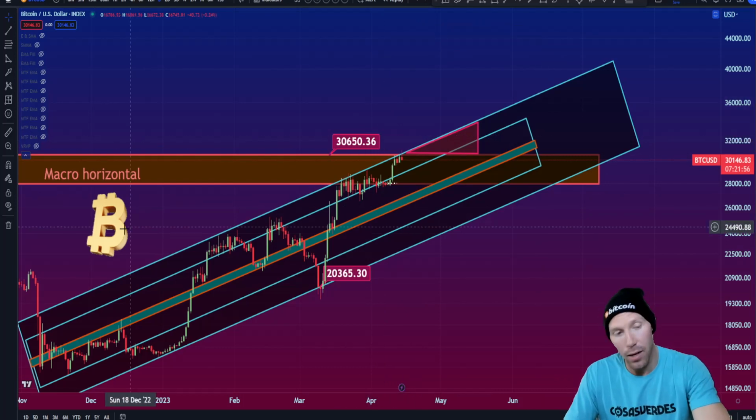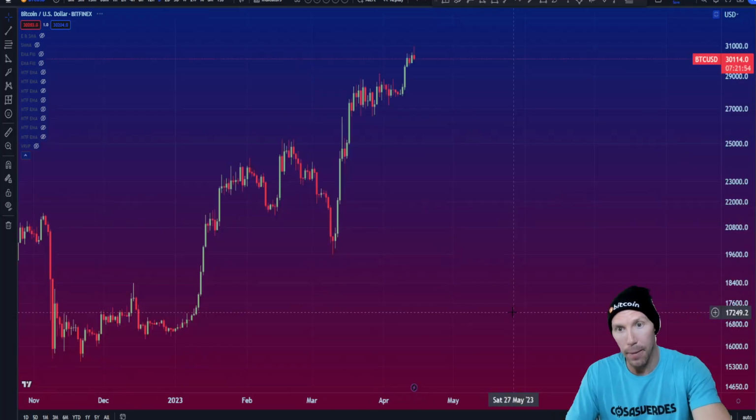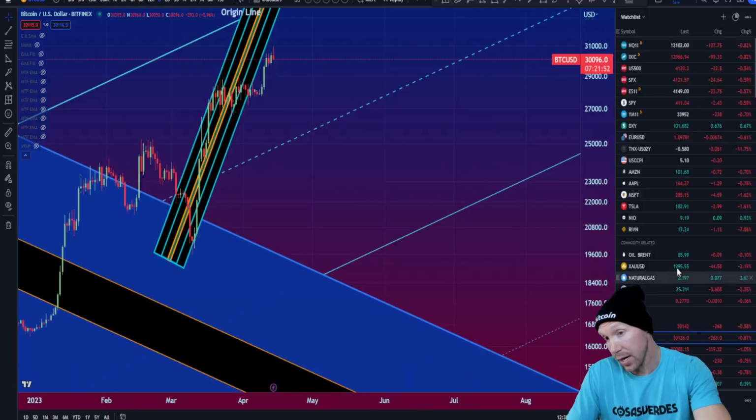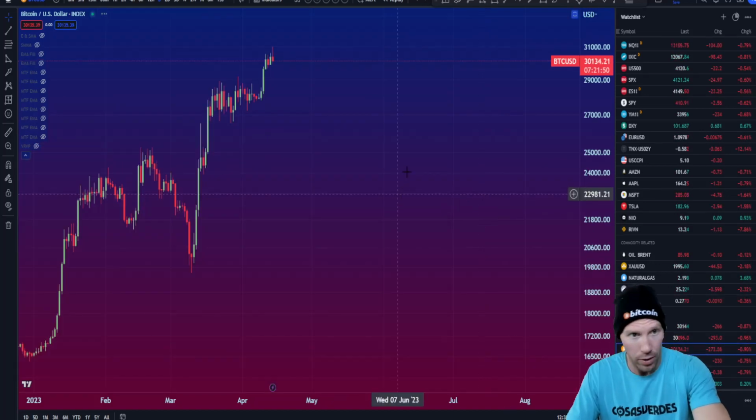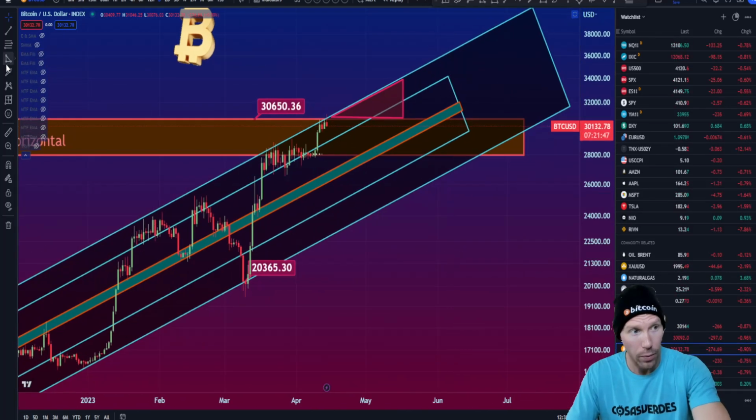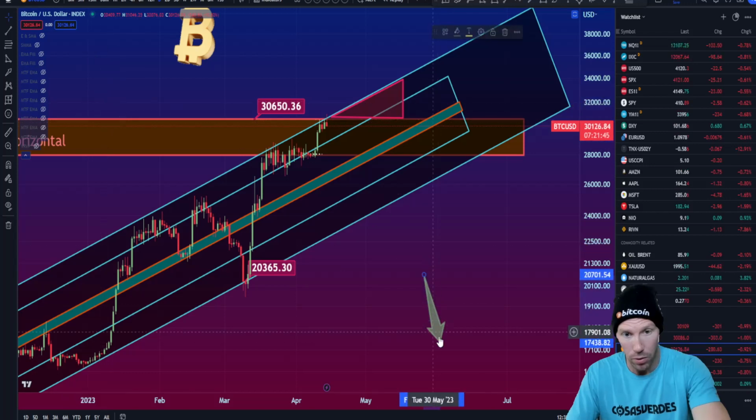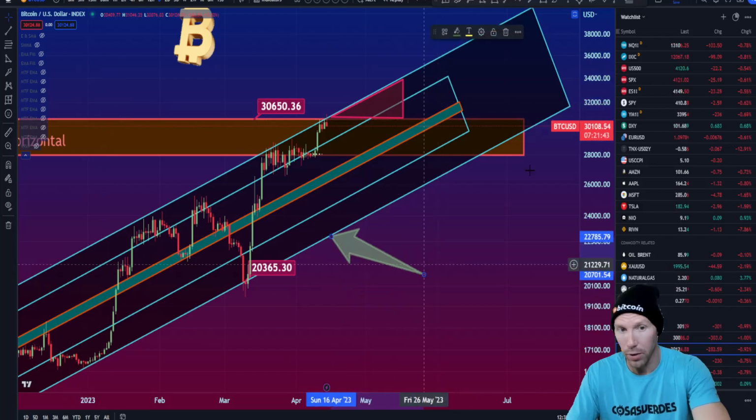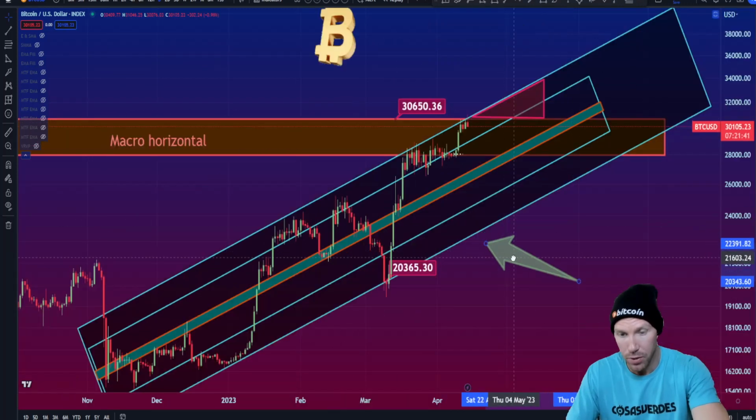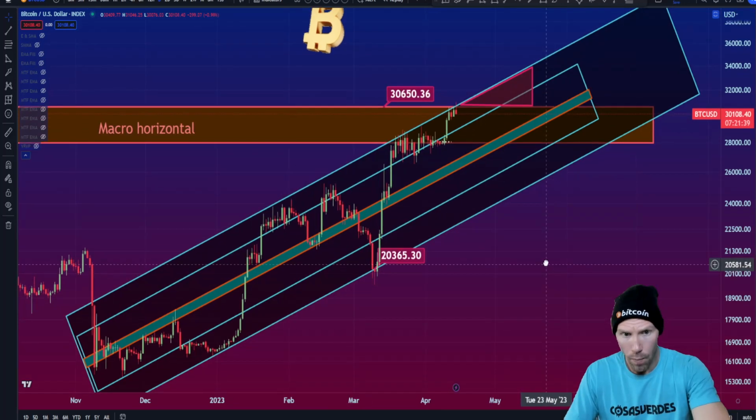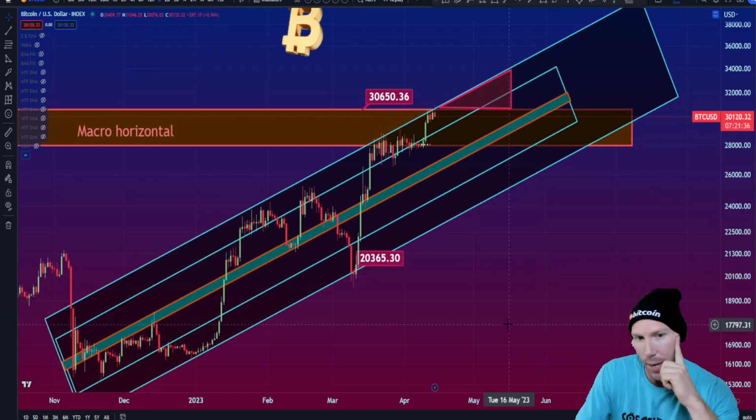Continuation to 40K honestly looks the most probable at this point. And again, probabilities can change. So when do probabilities change, Tim? Well, really, when this line right here is broken, or this line right here is broken. That's when you get some clear probability flips. And that is how I'm looking at Bitcoin right now.